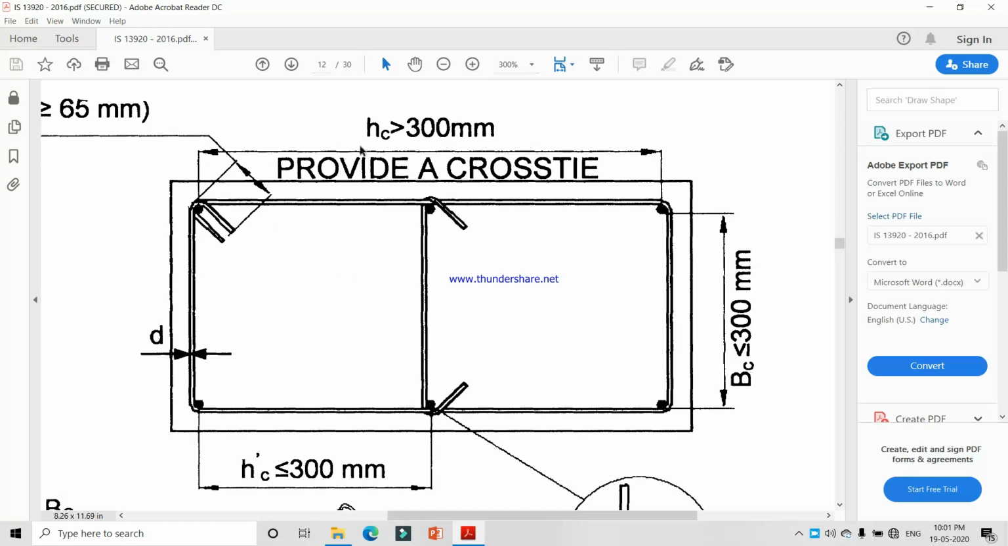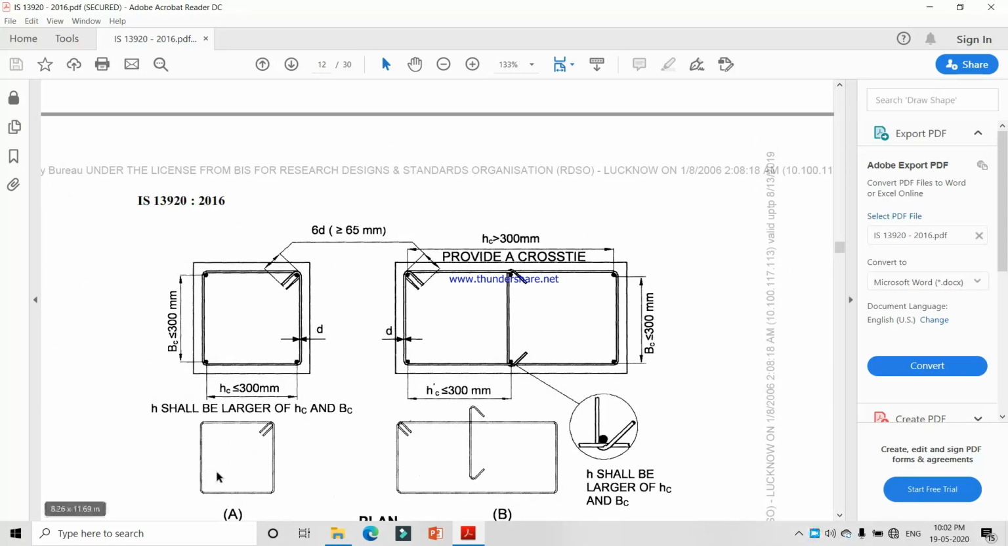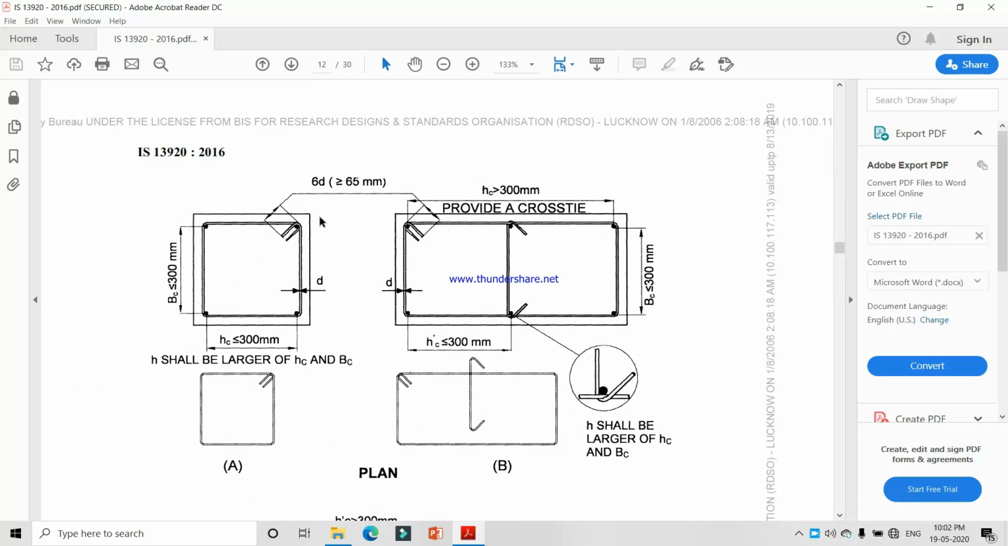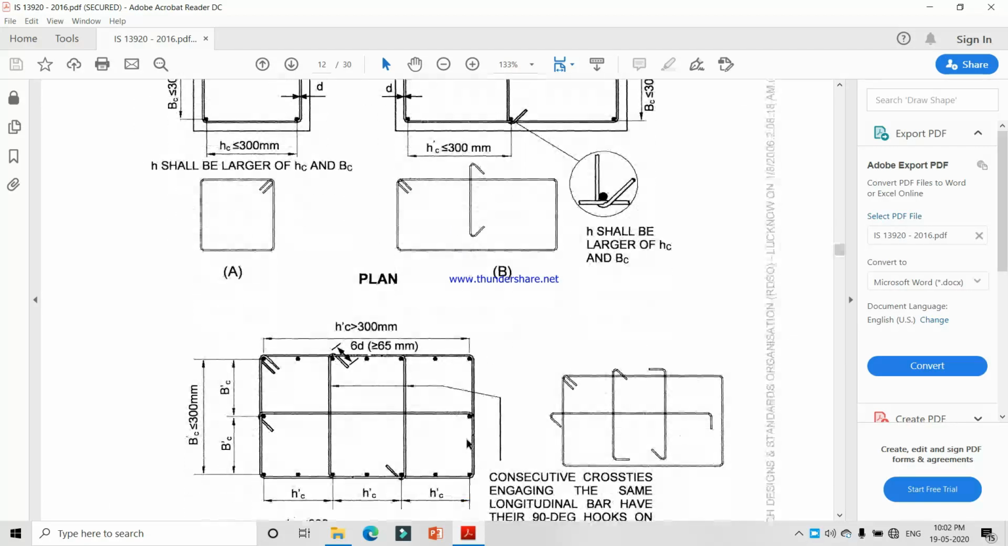If this dimension is greater than 300 mm, we have to provide an additional cross tie. You can see the additional cross tie is provided. If the length is less than that, we provide only one ring. We do not provide any cross tie here. You can see this is the single ring and this is the additional cross tie provided.